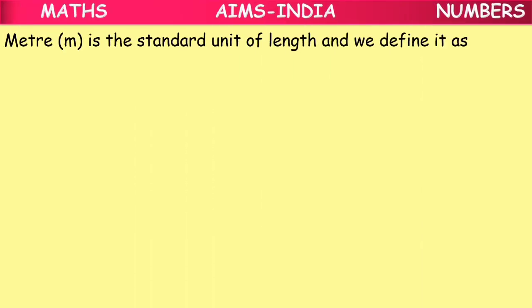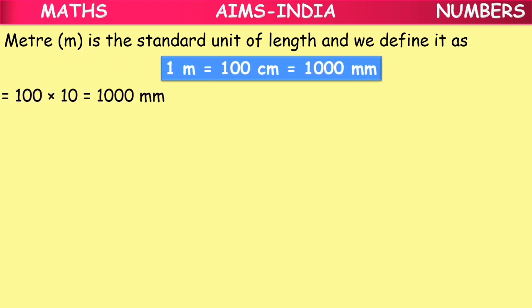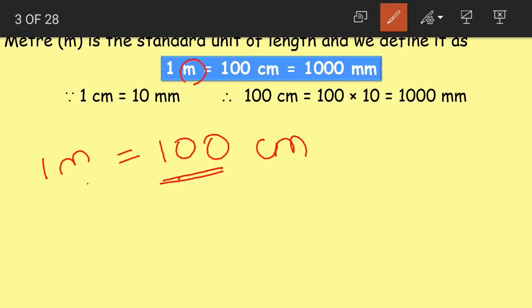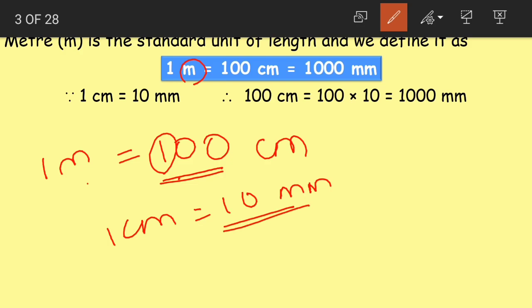Yes. Now let us see, the meter is a standard unit of length, and we define it as 1 meter is equal to 100 centimeters, which is again equal to 1000 millimeters. Now, as I said, meter is the standard unit of length, right? 1 meter is equal to 100 centimeters. Again, 1 centimeter is equal to 10 millimeters.